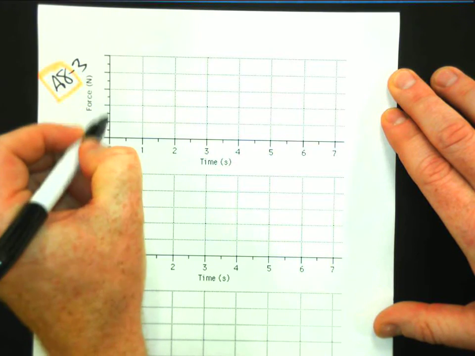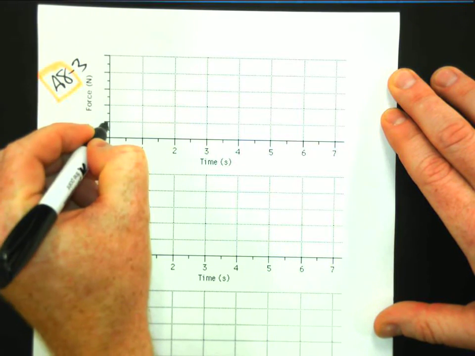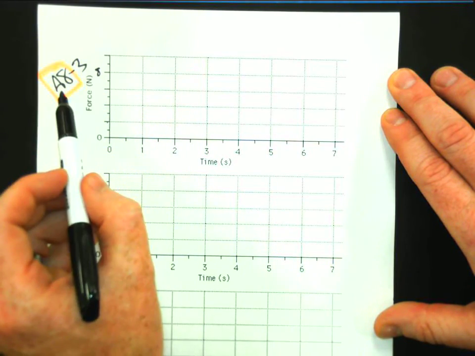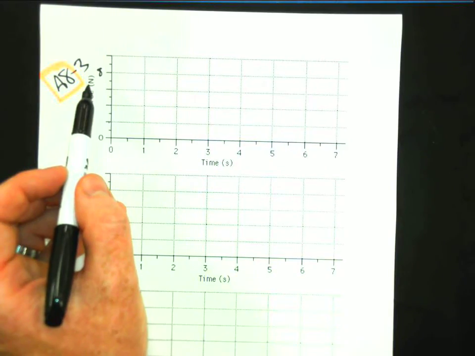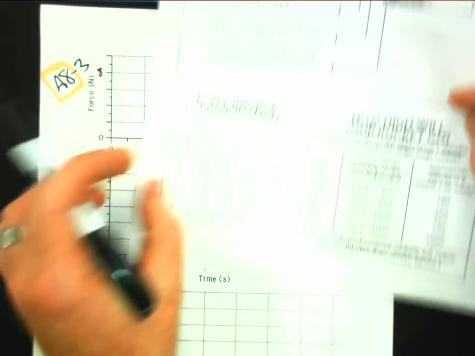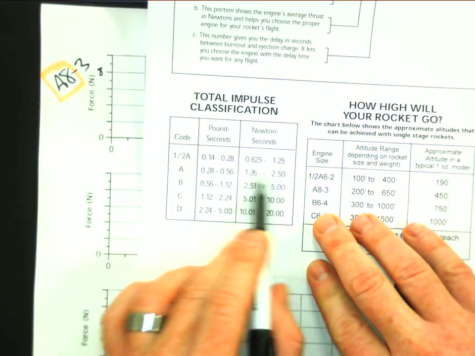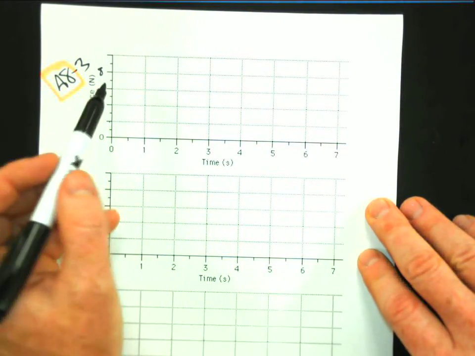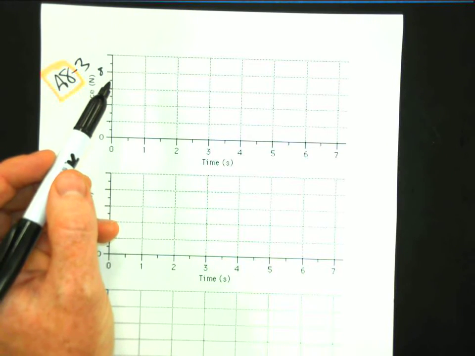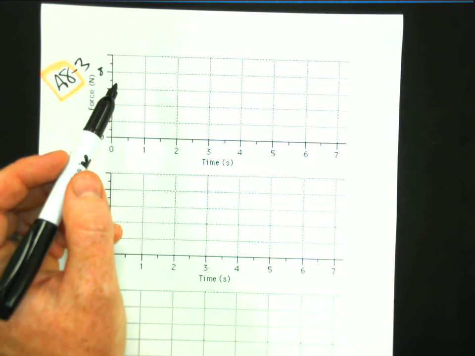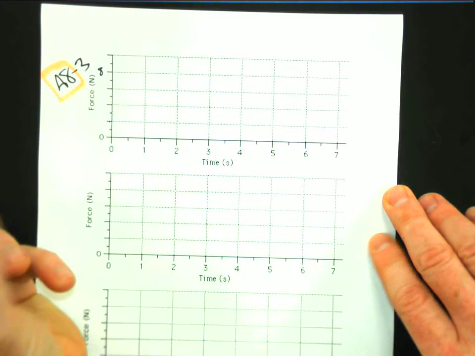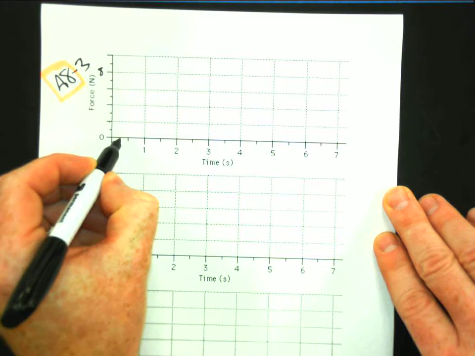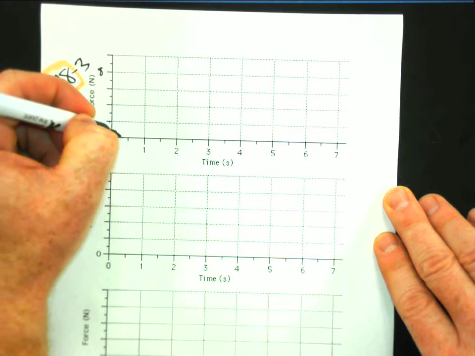So what if I go 1, 2, 3, 4, 5? Nope, that's not going to work. If I go 2, 4, 6, 8, so there's 8. And it's an A engine. So an A, typically, it could be anywhere in this range, but let's give it the 2.5. So we need the area to be 2.5. Well, what's this going to look like? I need a time of 0.31 seconds or so. So I need about a third of a second, about here. It's going to be pretty skinny.